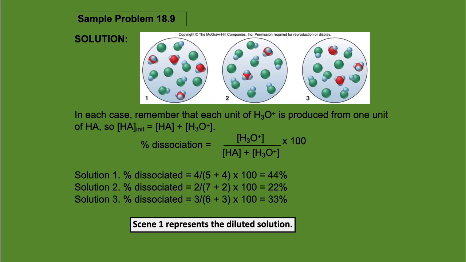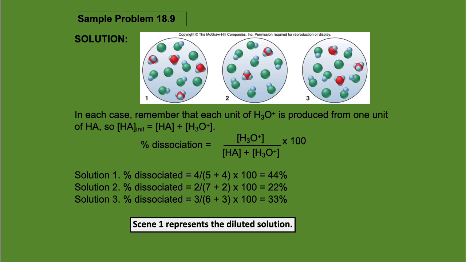So in each case, remember that each unit of H3O is produced from 1 unit of HA, so we want to find a ratio of H3O to the total amount equal to 33%. When we count on the first example, for section 1, we have 4 out of the 9 possible components in solution, times 100%, which is equal to 44% dissociation.